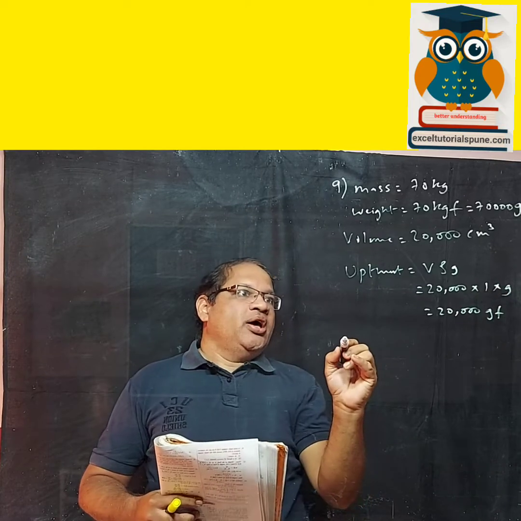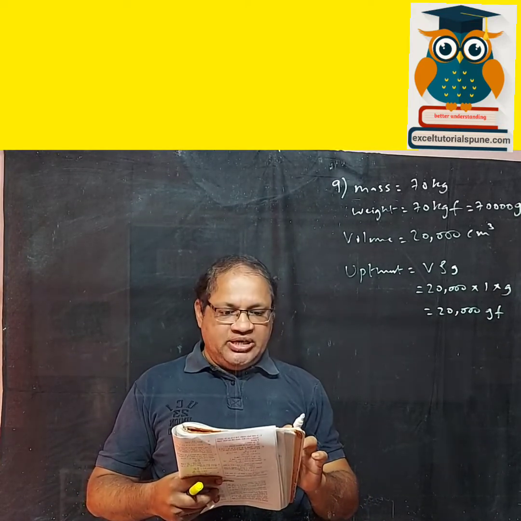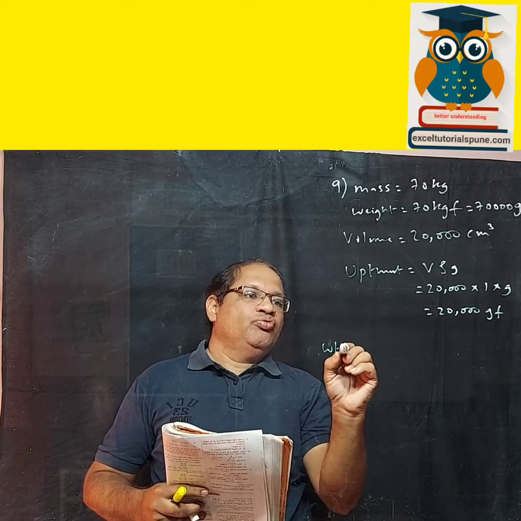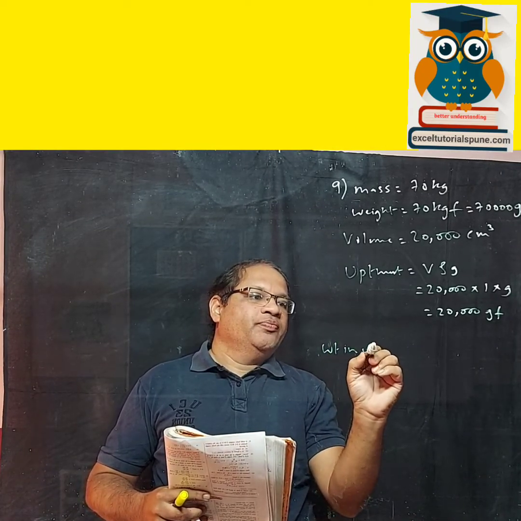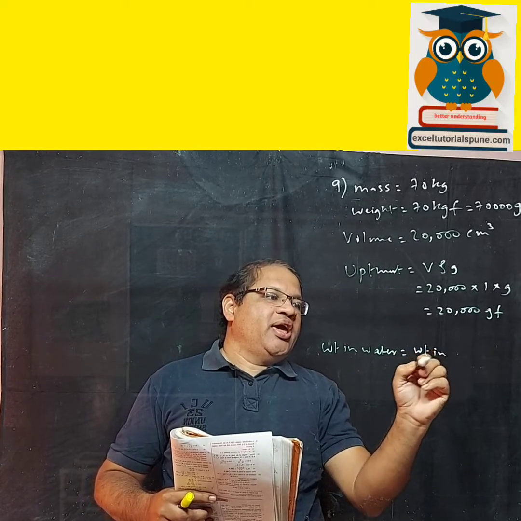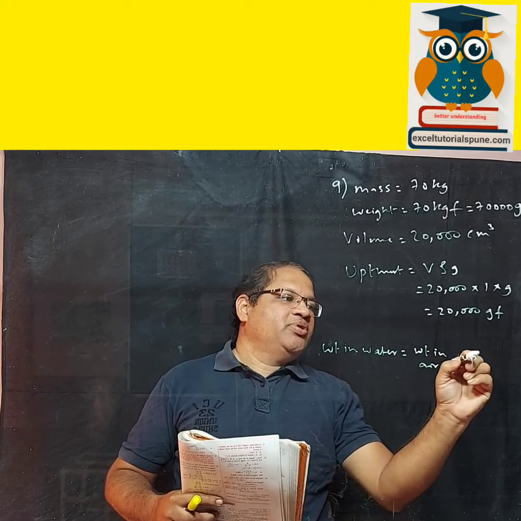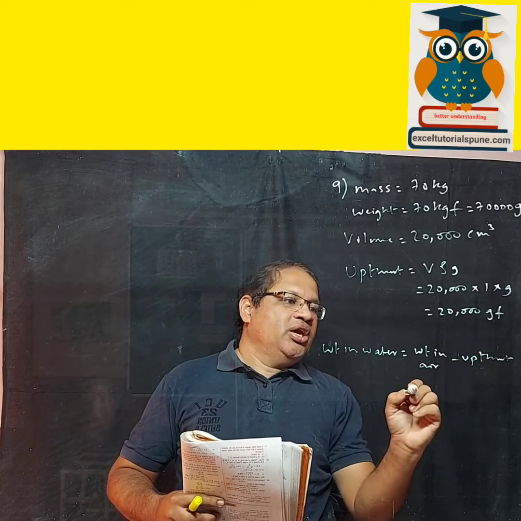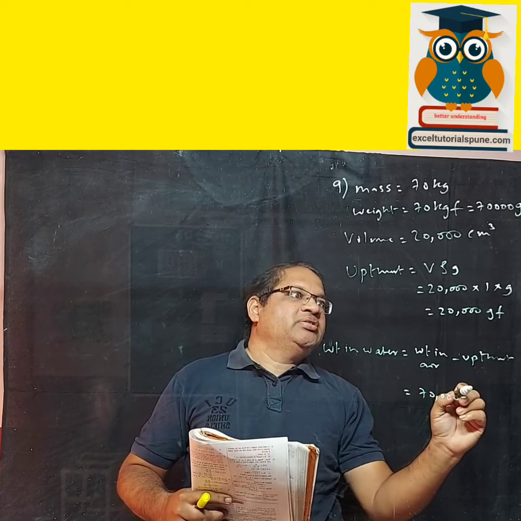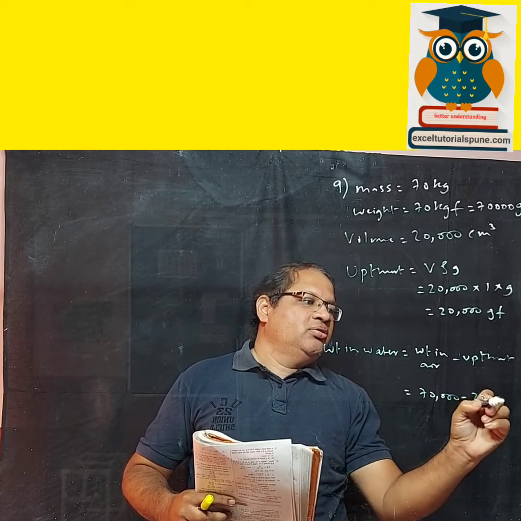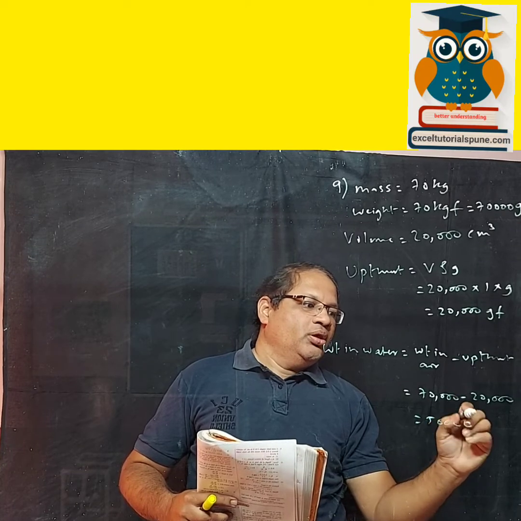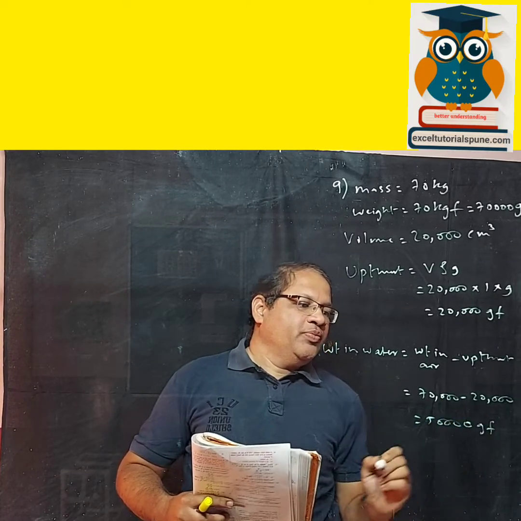Okay. So now they have asked what in the 9th sum? Weight of the body in water. So weight in water is equal to weight in air minus upthrust. Okay, so weight in air is 70,000 minus upthrust is 20,000. It comes to 50,000 gf. Alright.